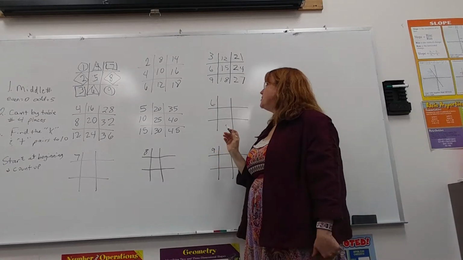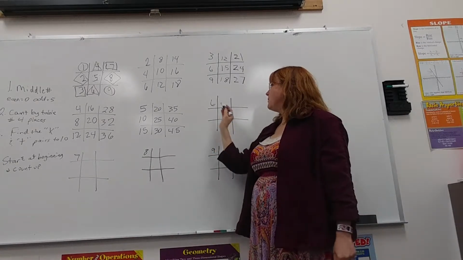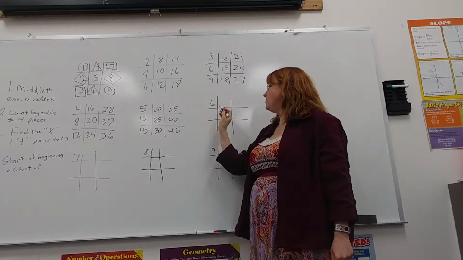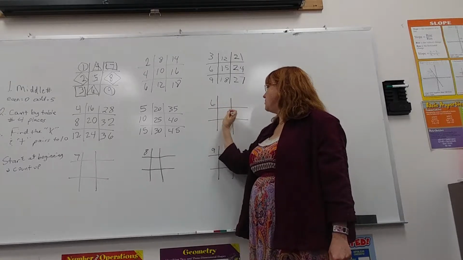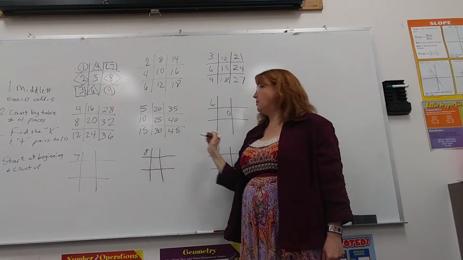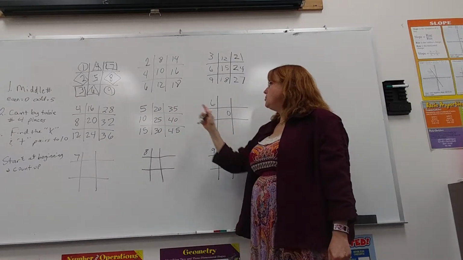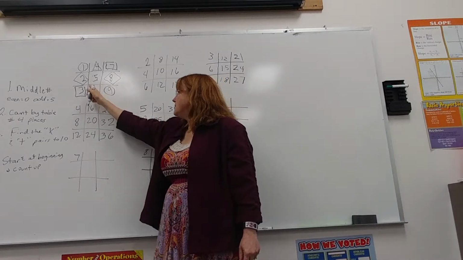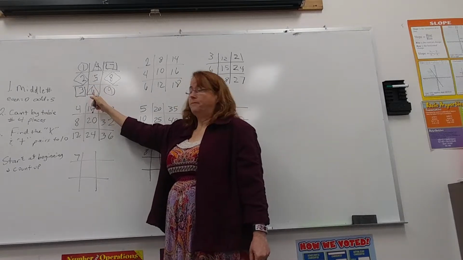So let's use the 4 tables. We have the 6 table, our middle value. This is even, our middle value is 0, or 5 times 6 is 30, either one. Using the 6th spot, this is the 6th spot in every table.